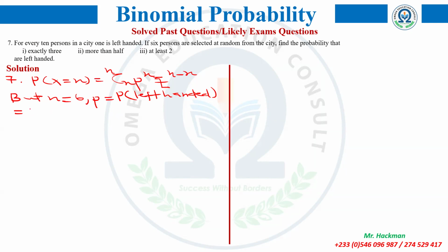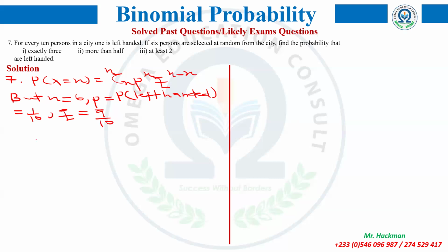So now we know that P will be 1 out of what? Out of 10. So on that note, our Q will be 1 minus P, which is 1 minus 1 out of 10, and that will give us 9 out of 10. Is that clear? Hello, my professors, are you following? Yes.